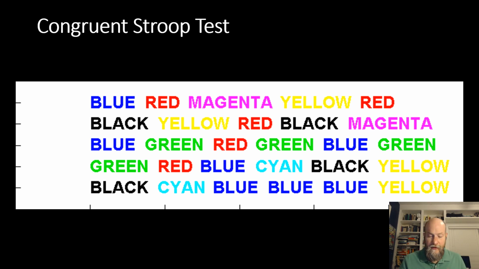If I were the experimenter, I would explain the instructions to the participant first. I would say, I'm going to show you a list, and I would like you to simply list off the colors that the words are written in, one at a time, sequentially. For example, in the congruent Stroop test, where the colors match the words themselves, I would simply look at this and say blue, red, magenta, yellow, red, black, magenta, and so on, and the person would be timing how long it took me. And then we would move on to the incongruent Stroop test.